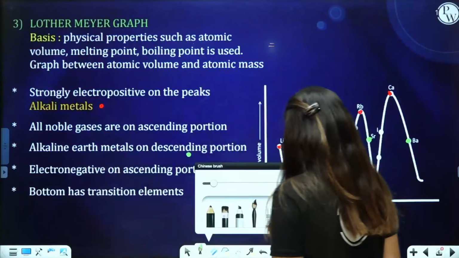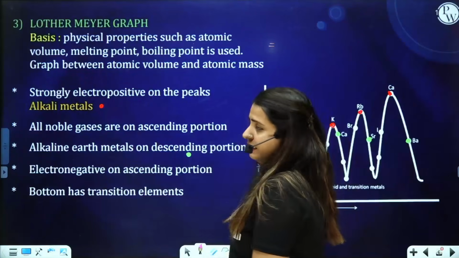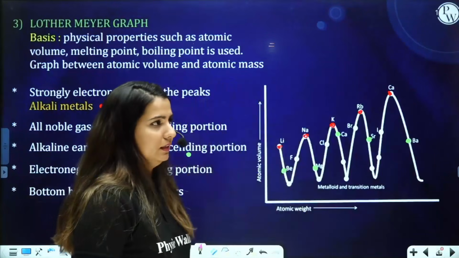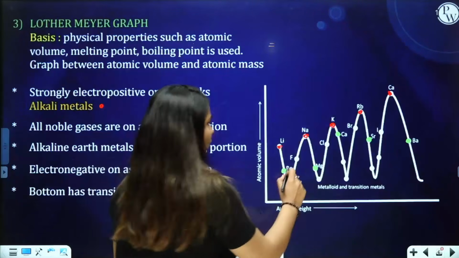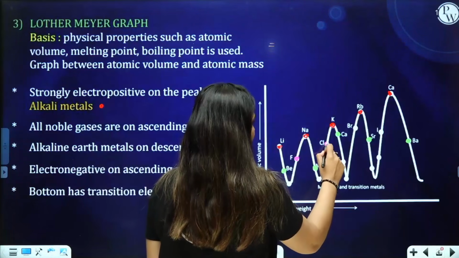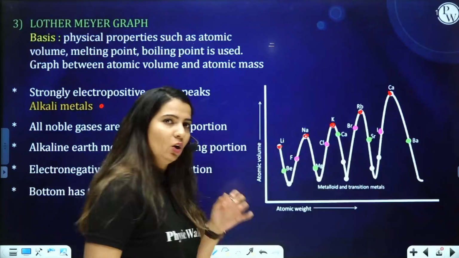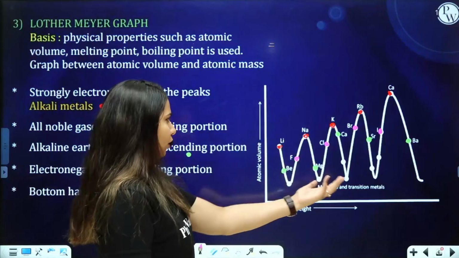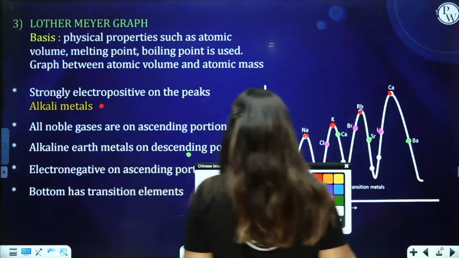After that, we have electronegative elements on the ascending position. You know where the electronegative elements are present, so we have to mark them also. These are all your electronegative elements. These are present on the ascending position. You can see that all of these are present in the ascending position. Next, what do we have?